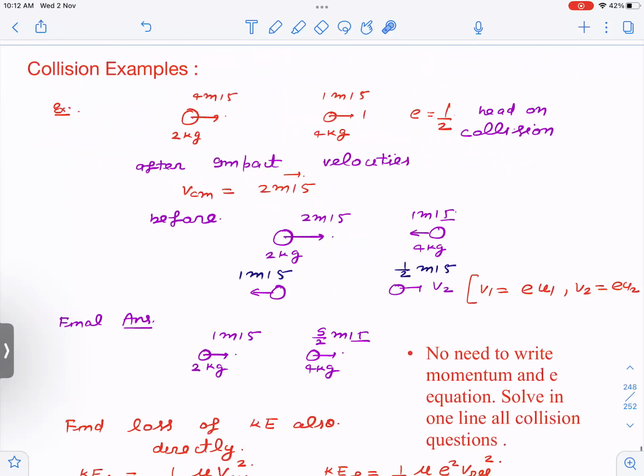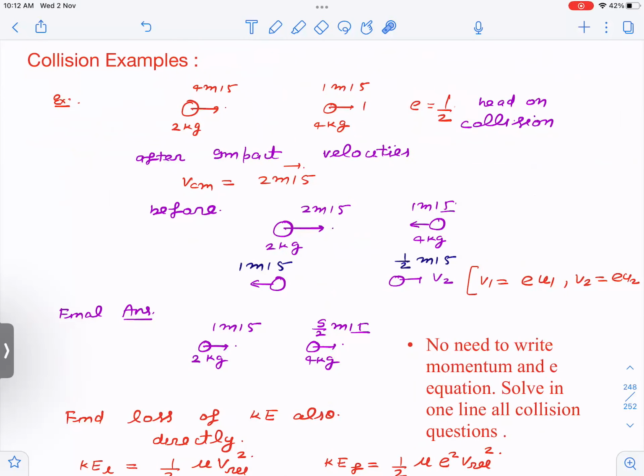Same example I've taken with e equal to half. Now same result. If it is a head-on collision and it is partially elastic, if it is coming with u, it will always go back with eu. The same thing for this also.